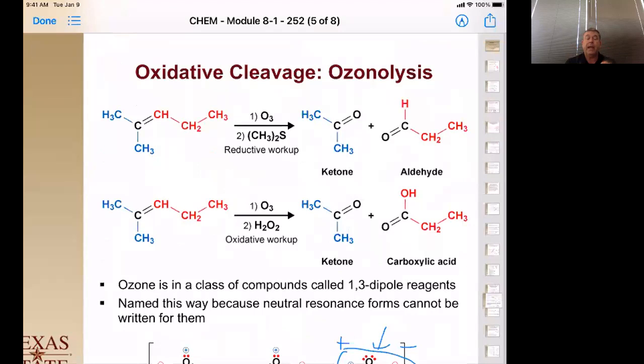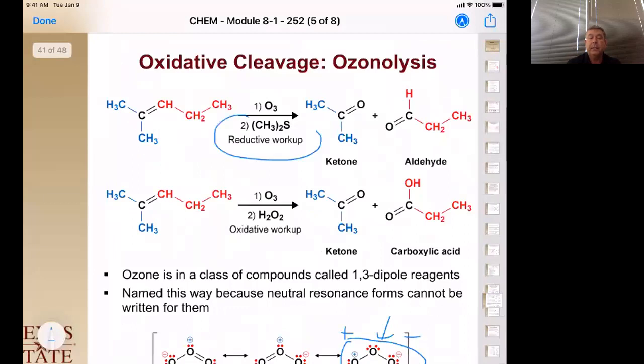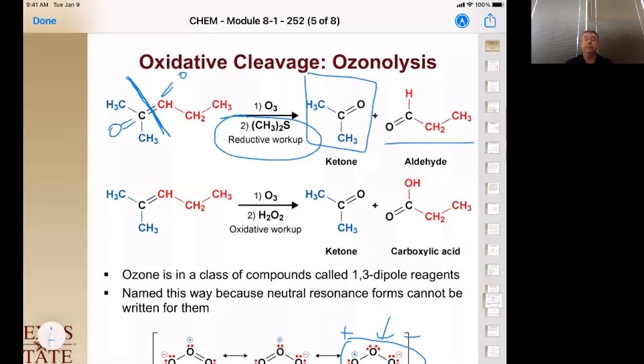If we do the reaction with a reductive workup, we don't use an oxidizer. In this case, we're using dimethyl sulfide. The sulfur picks up the extra oxygen of the ozone, okay? And I'll show you that in a minute. So what we end up doing is clipping the double bond apart, creating a double bond to oxygen on one of the carbons and a double bond to oxygen on the other carbon. In this particular case, we'll end up with a ketone on one side and an aldehyde on the other. Okay. But that only works with this dimethyl sulfide.